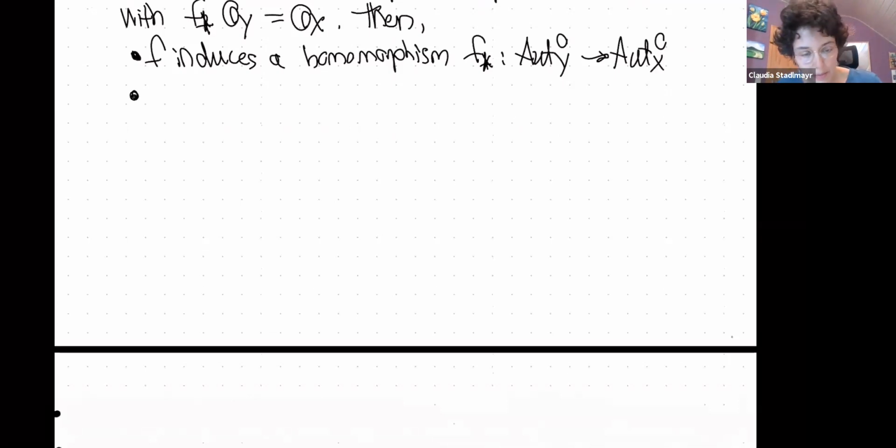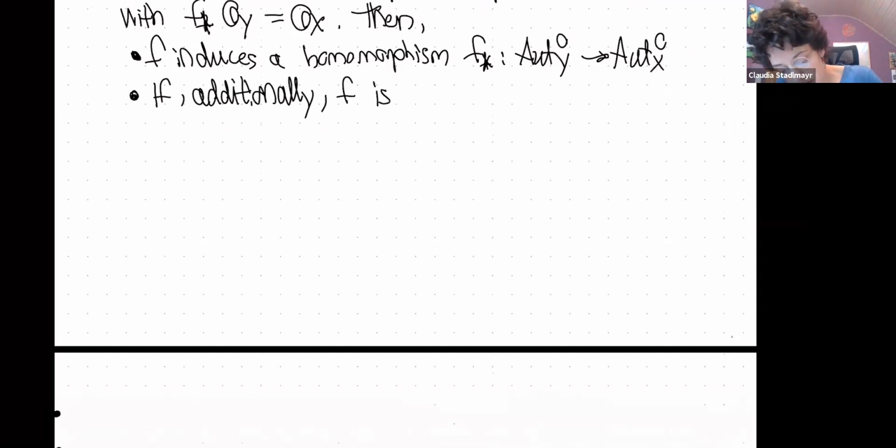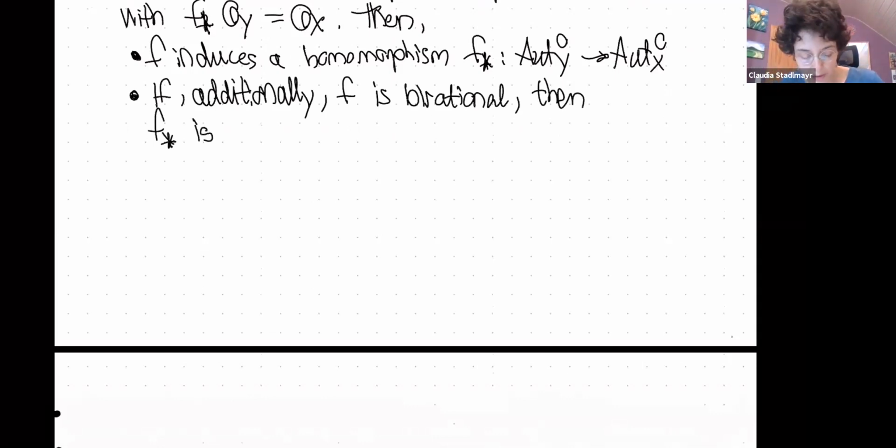And then the second bullet point: if f is not only proper, but additionally birational, then we can say even more. If additionally f is birational, then this f_* is a closed immersion.